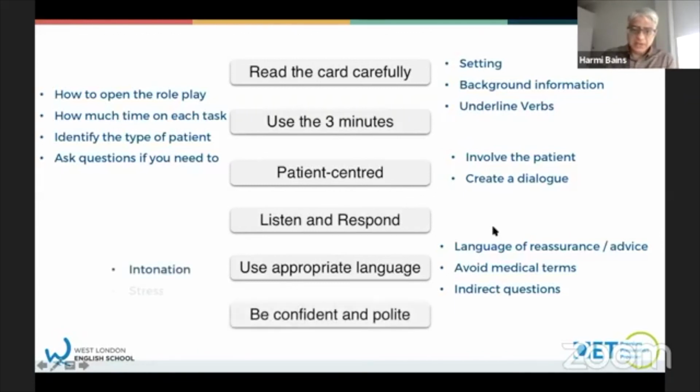And be confident and polite. Remember, it's a speaking exam. Think about your intonation and stress, word stress, sentence stress. Speak at a good pace and speak fluently, not too many pauses and hesitations. And be confident as well as you speak.